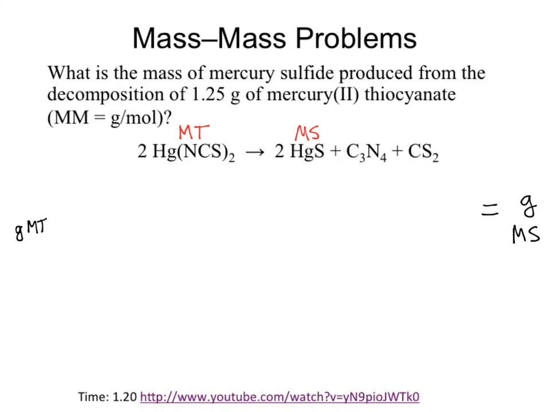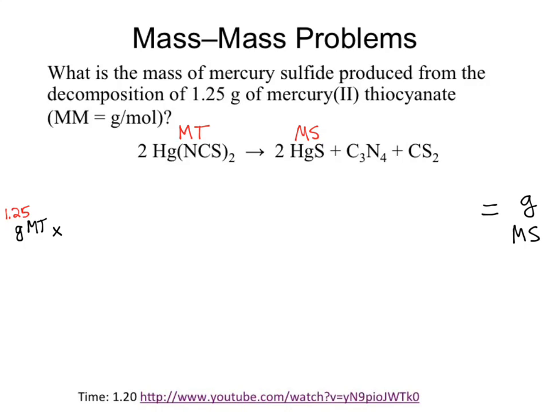Grams of our mercury thiocyanate. Do our units match? No. What does that mean? We're going to have to do some conversions. I'll go ahead and throw in that number now. We got 1.25 grams of our mercury thiocyanate.